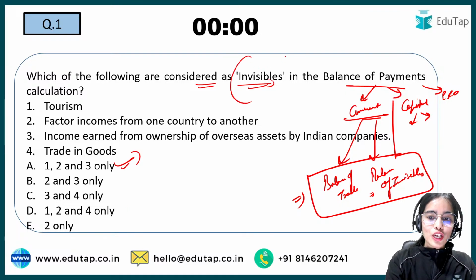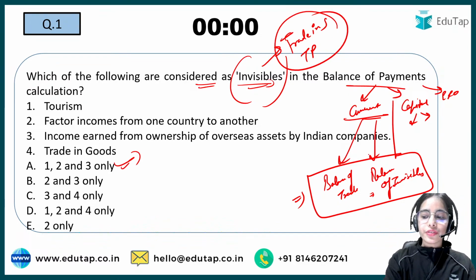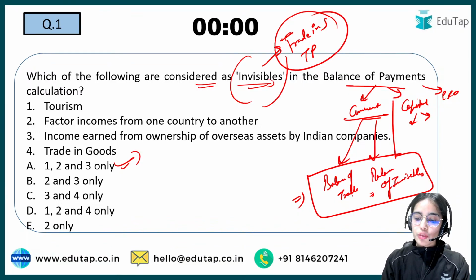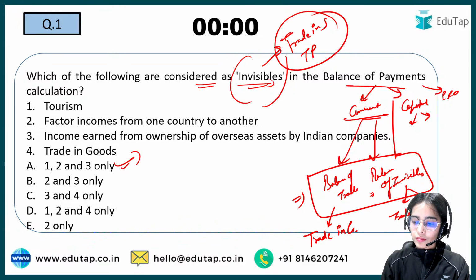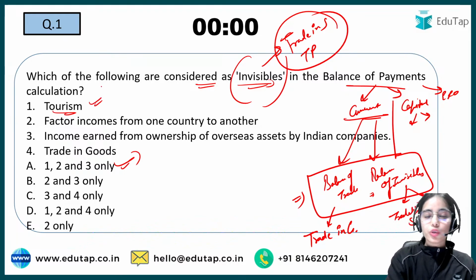That is correct. Invisibles show the trade in services and the transfer payments. These are included in the balance of invisibles. The balance of trade includes the trade in goods, and the balance of invisibles includes the trade in services and the transfer payments. Tourism is a service that is being provided, so yes, tourism is correct, it is a part of invisibles.